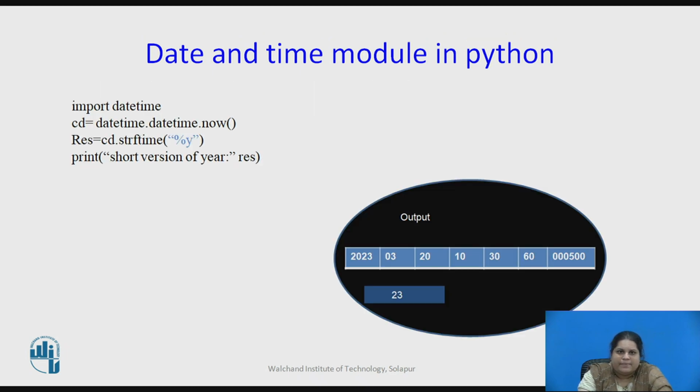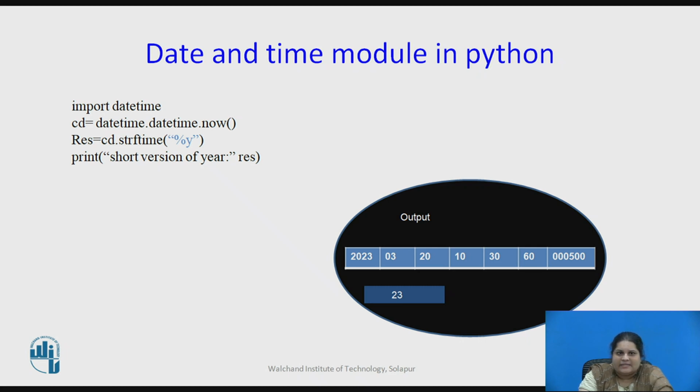Now here is a simple program using this strftime function. If you observe this particular code, first of all we have imported the datetime module. After importing the datetime module, we have used the second line, where we use the now method. Whenever we use the now method, the current date will be displayed. So the second line is for displaying the current date and current time.